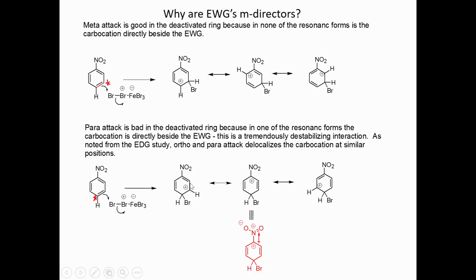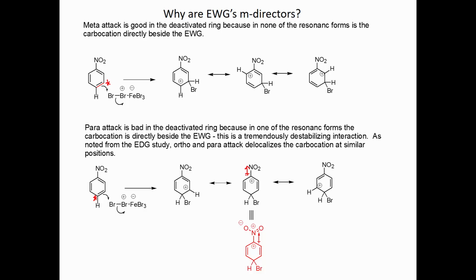We start drawing the allylic resonance forms, and right away we see one that we don't like, right? We see the positive charge right beside the nitro group. Strongly electron withdrawing. It's pulling electron density away from something that's already very electron deficient, and that's bad.